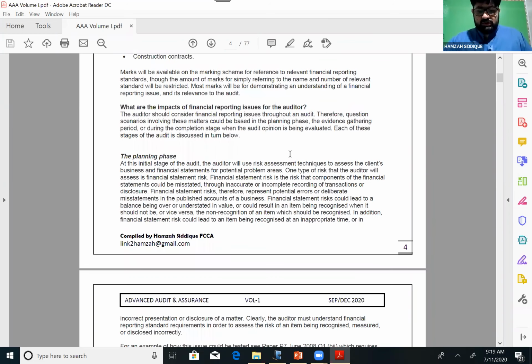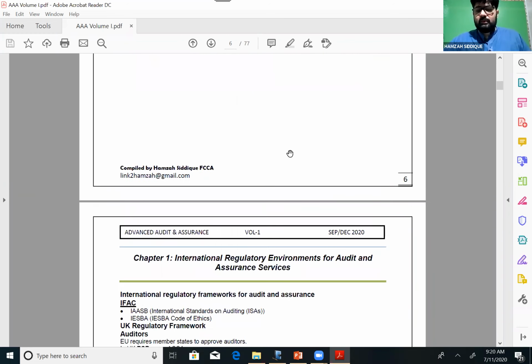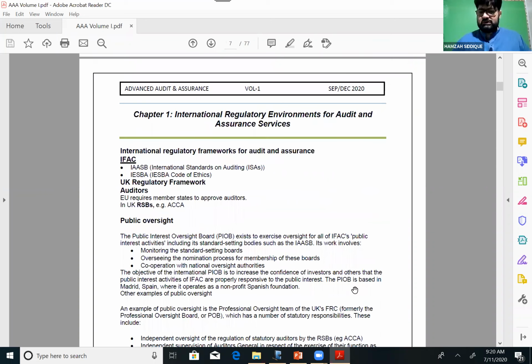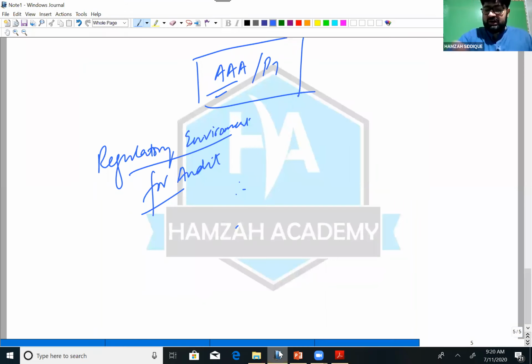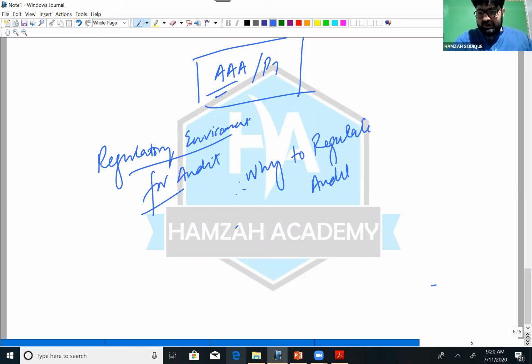Next. So students, regulatory environment for audits. This is the first section. Now, how is the auditor regulated? And the first question is, why is the auditor regulated? Why regulate audits? Yes, my question for you. Why regulate audit or auditor? Tell me, please. What do you think? Why regulate audit? What do you think?